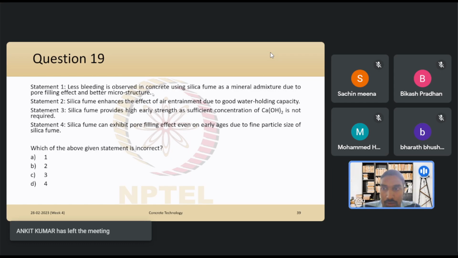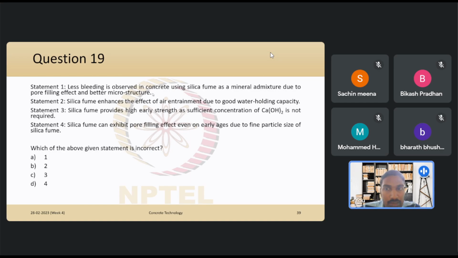Statement 2 talks about silica fume and air entrainment. We already saw one question related to this. It says silica fume enhances the effect of air entrainment due to good water holding capacity. It's incorrect. We already saw that not just silica fume but all the mineral admixtures reduce the effect of air entrainment, right? We saw that the air content is actually lower after the use of the admixtures, again related to the void content that is present. So statement 2 is incorrect.